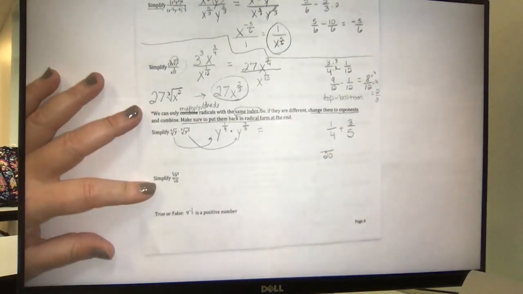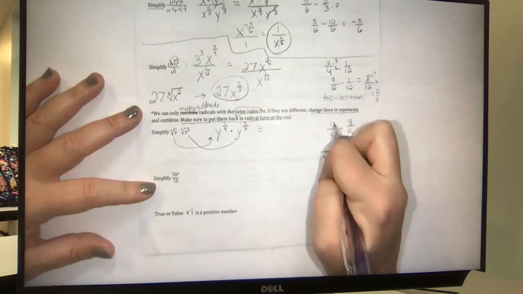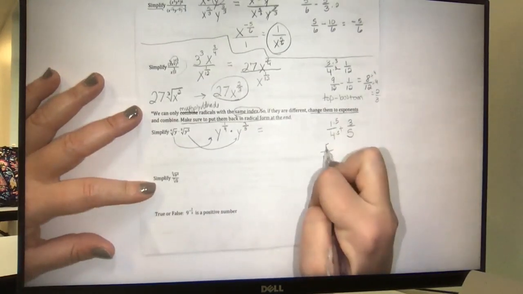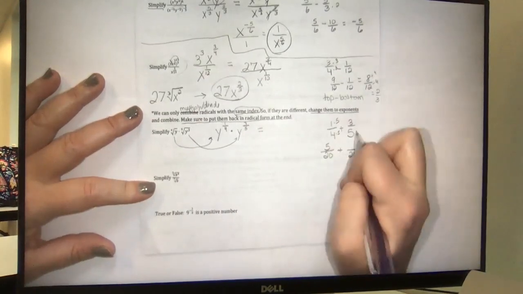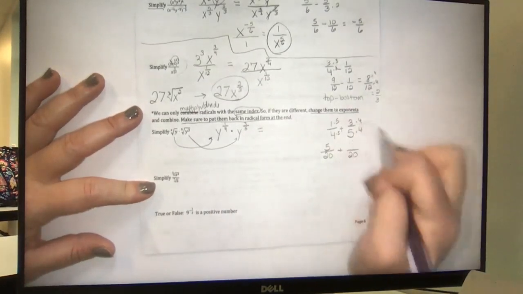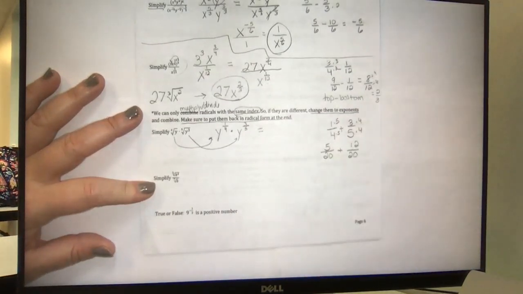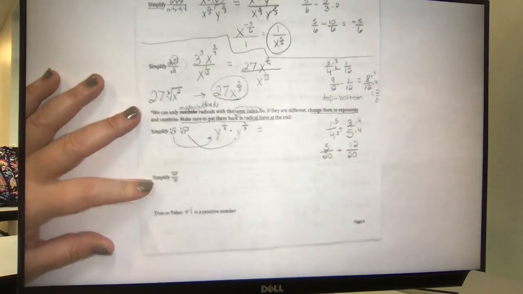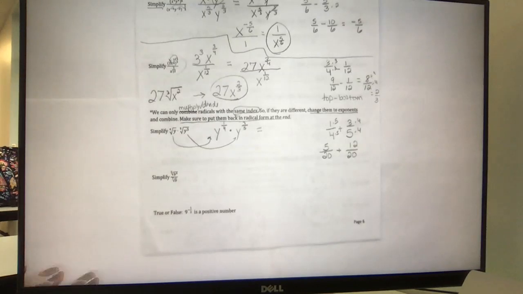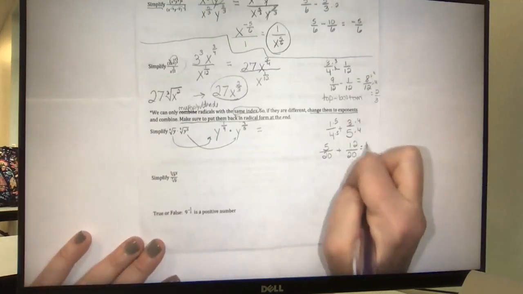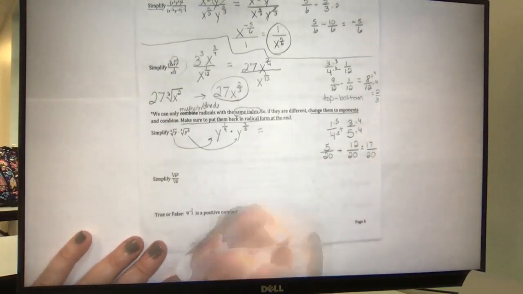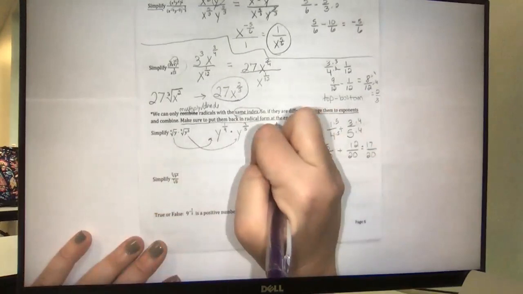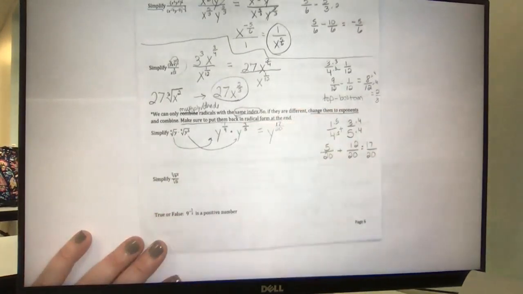All right. So I'm going to multiply 1/4, the top and the bottom, by 5. For 3/5, I'm going to multiply the top and the bottom by 4. Okay. I get 5/20 plus 12/20. That's going to give me 17/20. So my answer is going to be y to the 17/20, because that's what I actually added together.